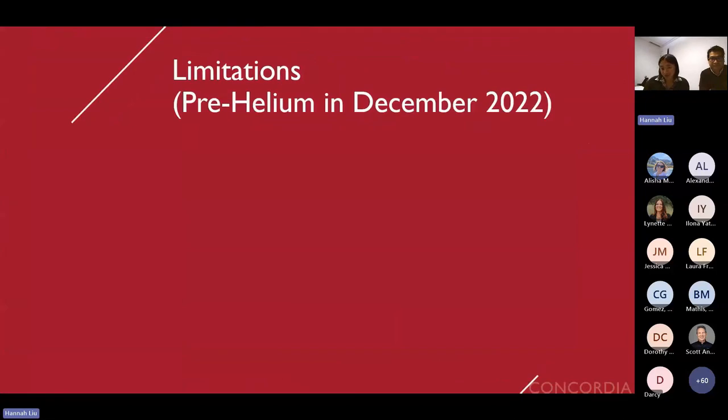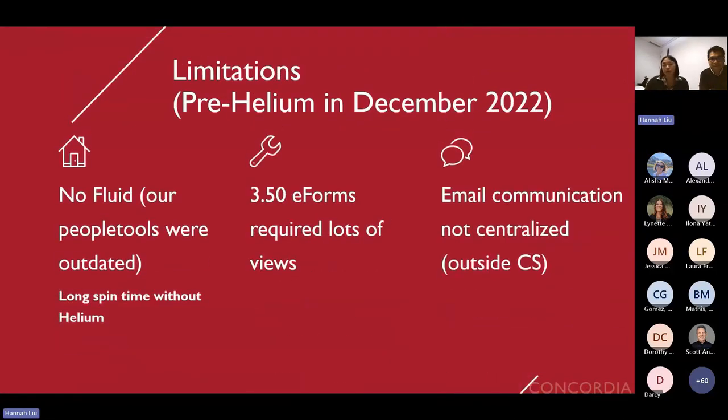Now, there were limitations because at the time it was pre-Helium. We weren't even on Fluid yet because our PeopleTools at the time was not up to date. So we couldn't use the Helium functions, which was very nice. We'll see that later on. The 3.5 eForms at the time didn't have as much configuration power as they do now. So we did a lot of views with developers. And for anything that we couldn't program or do in time, everything was done by email. So there's a lot of things that were not centralized, and we've since improved on that.